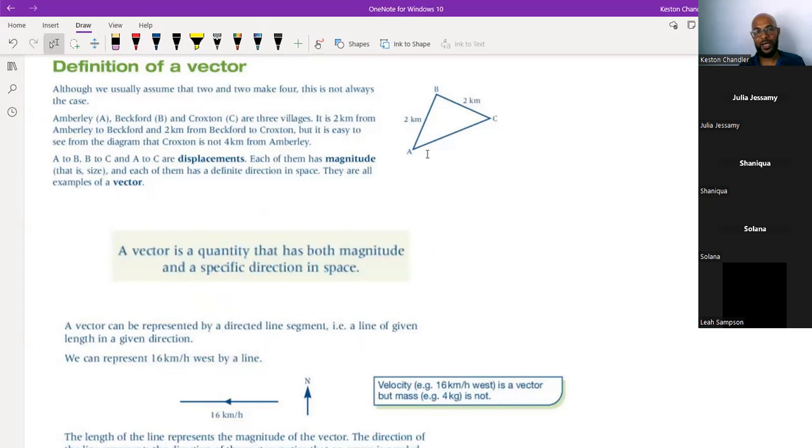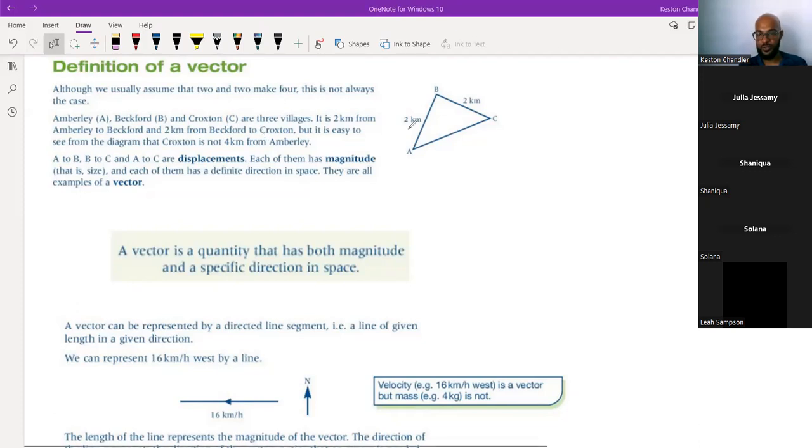There's this town called Amberley, I'm denoting it by A. Beckford, B. And Croxton, C. These are 3 villages, right? Going forward, I'll just call them A, B, and C. So A is 2 kilometers from B, and then B is 2 kilometers from C.